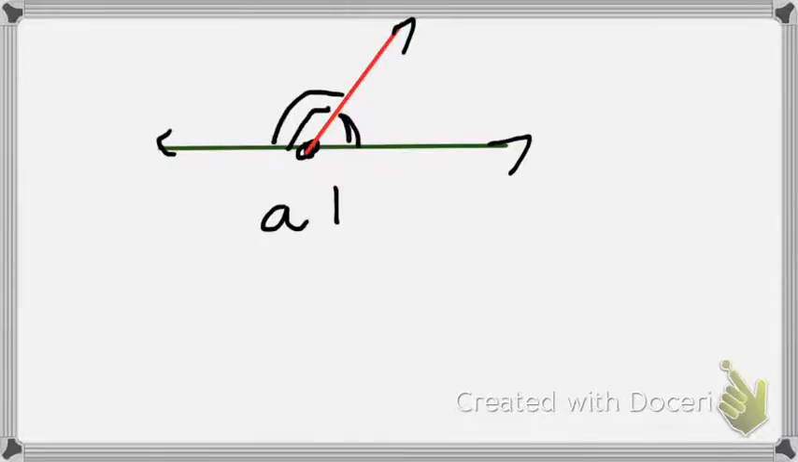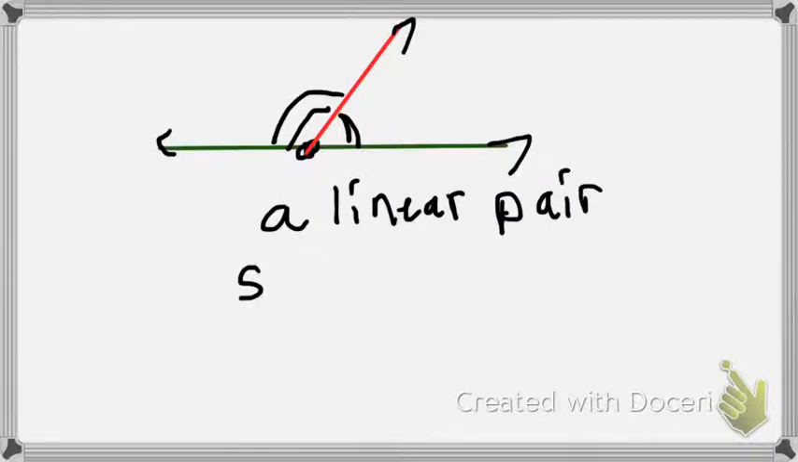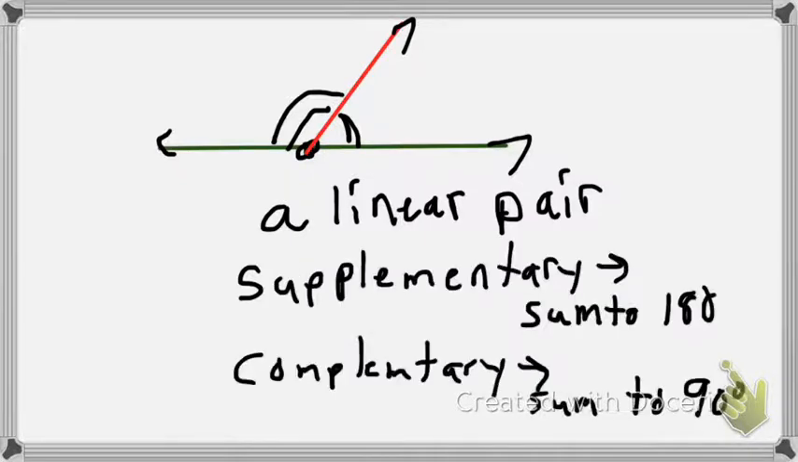These are what are called linear pairs. Why are they called linear pairs? Well, because you have one set of opposite rays, and all linear pairs are supplementary. That means they add up to 180 degrees. That is different than complementary. Complementary angles add up to 90 degrees.